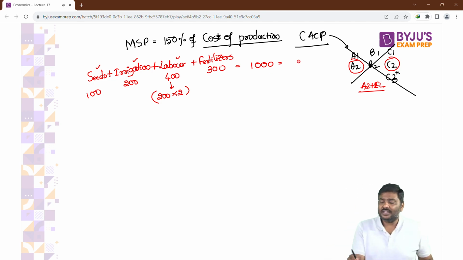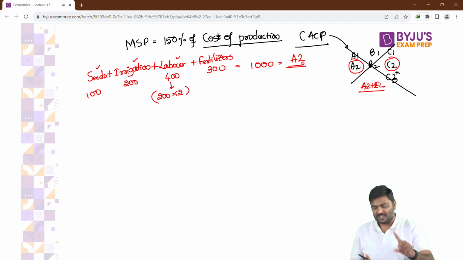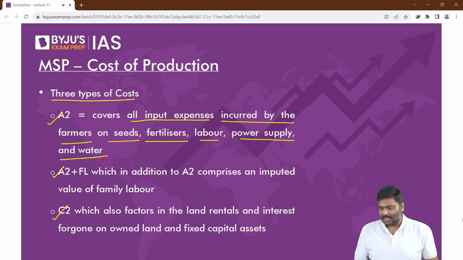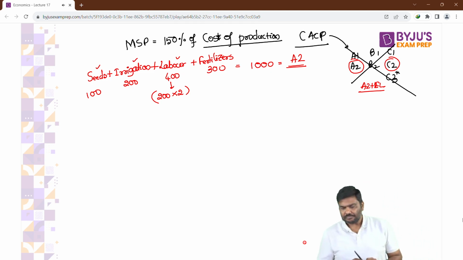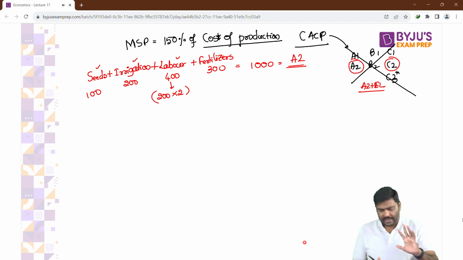So whatever is this calculation, this is called A2 cost of production. Meaning what? Please have a look at it. The A2 will cover all the input expenses incurred by the farmer on seeds, fertilizer, labor, power supply, and water. And in this example, how much is A2 cost of production here? Please let me know. 1000 rupees. All of you okay?